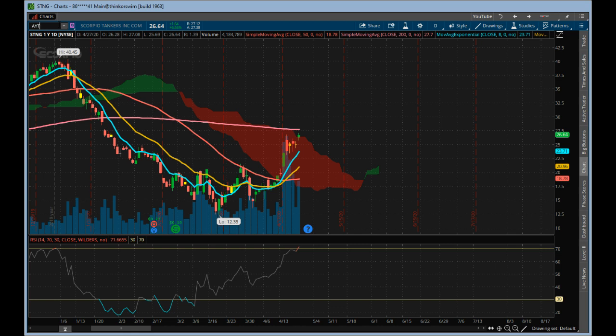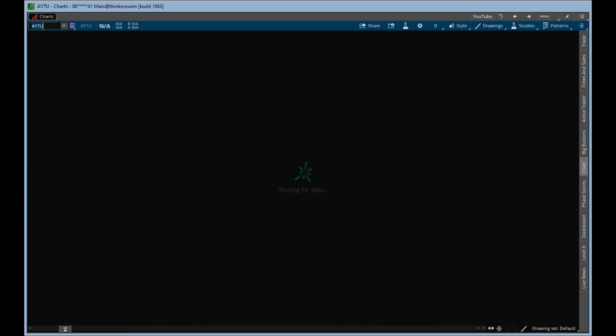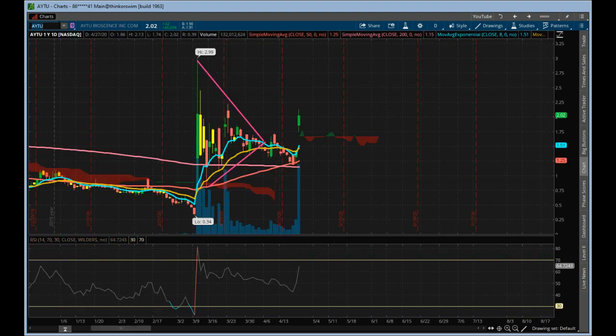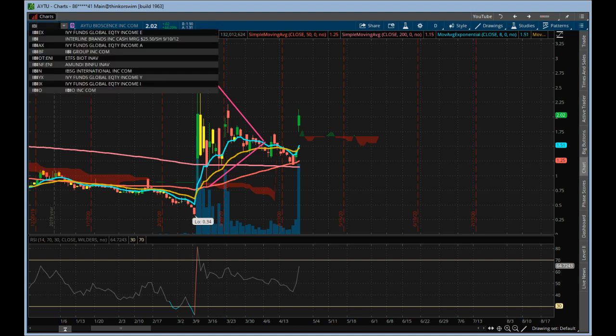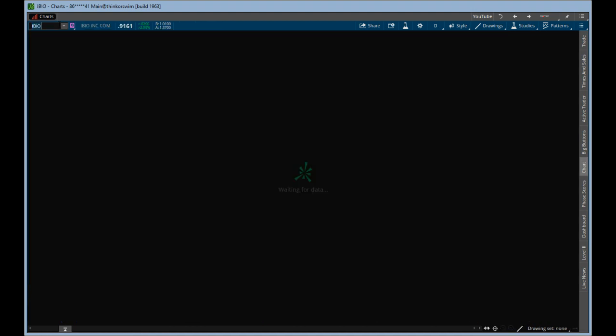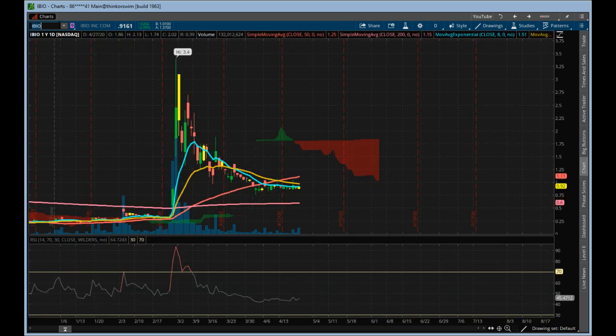AYTU. Nice breakout there. Look at that. Woo! Good candle on that one. We looked at that recently. It finally gave a breakout move, so that's one definitely to keep on the radar. And then iBio. Little lotto current play. Yeah, it could be still tight. Still tight. Could be interesting.